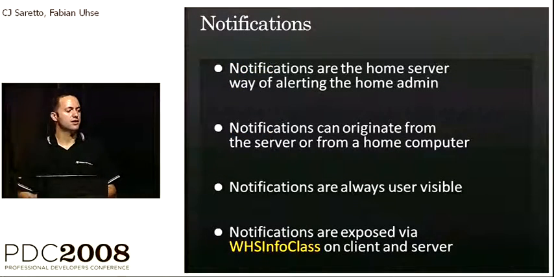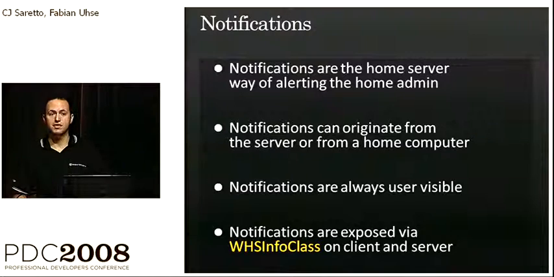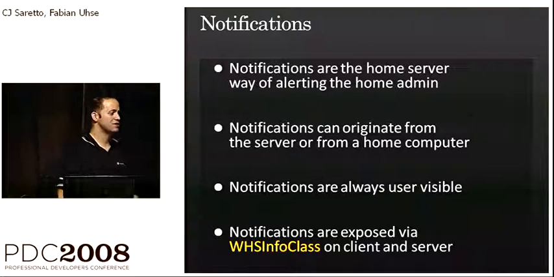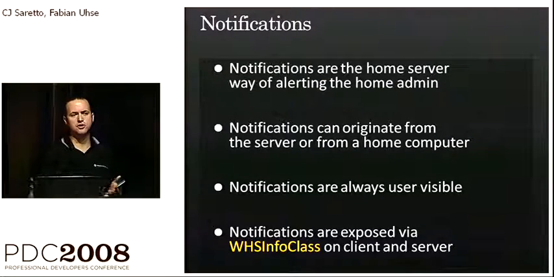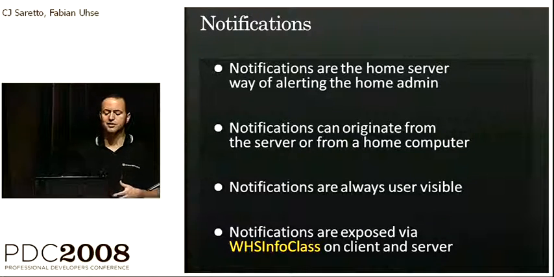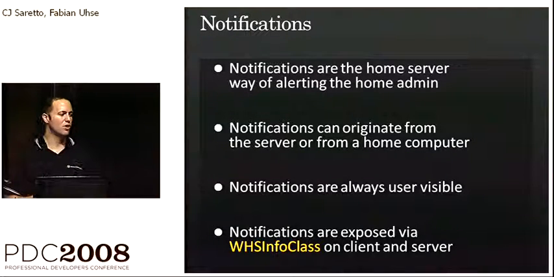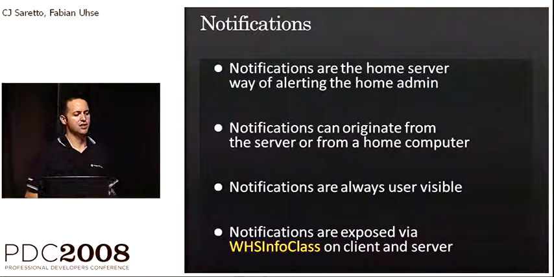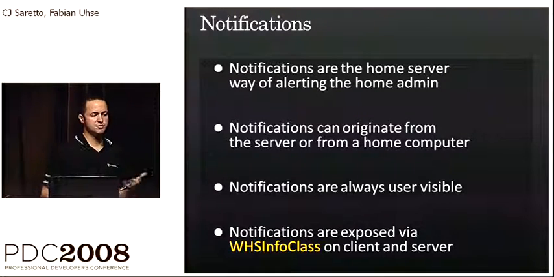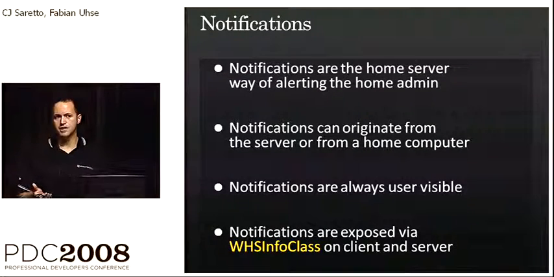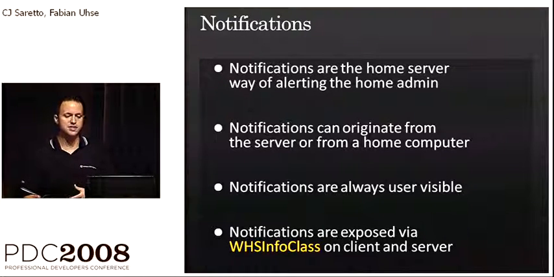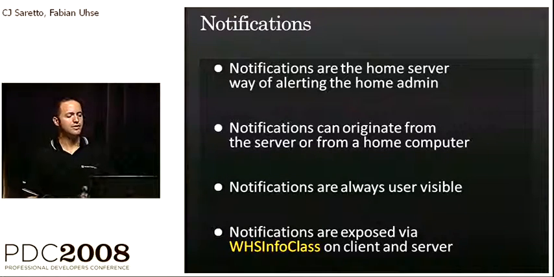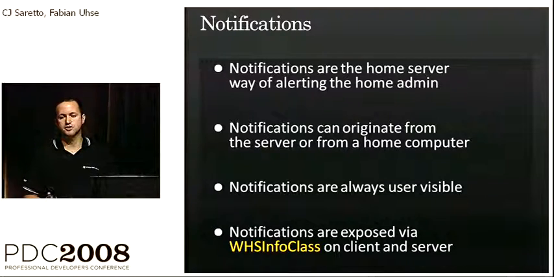Having talked a lot about the console, I want to switch quickly to notifications. Notifications are a home server specific way of alerting the home administrator when something is wrong, something they need to take action on. Notifications can originate from the server, or with a new addition to our SDK, they can also originate from the client. And you have to remember that notifications are user visible.